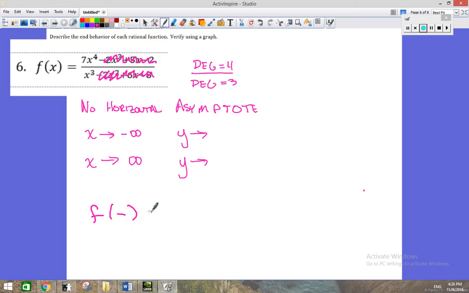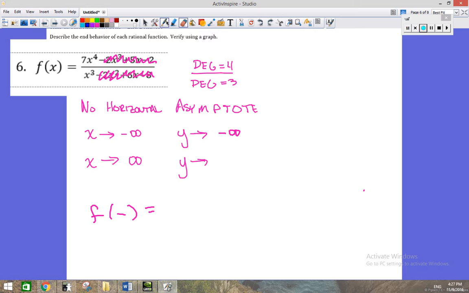If I plug in extremely negative values, what's going on in the numerator? Well, I've got this positive number that's being multiplied by a negative value but raised to the 4th power. Anytime I have a negative base raised to an even power, that's going to be positive, and a positive times a positive is positive. In the denominator, I have this negative number that's being raised to an odd power. That's going to end up as a negative number, and this ratio is negative. So as x is approaching negative infinity, so is y. Y is also approaching negative infinity. So let's come in.